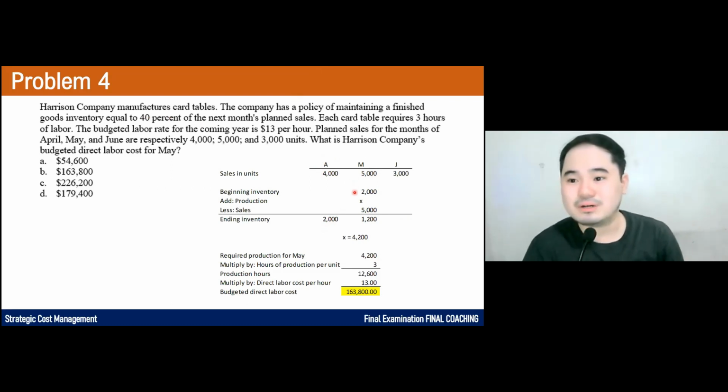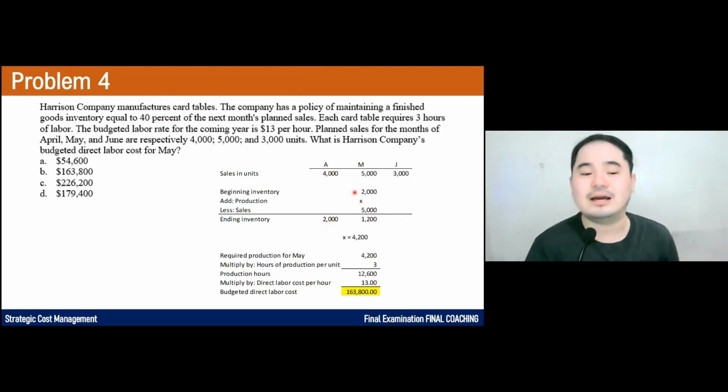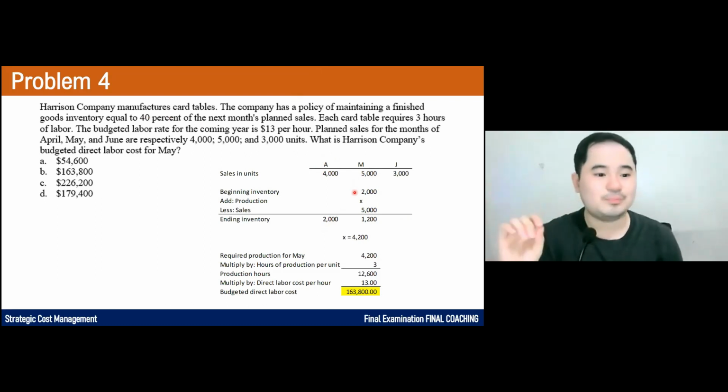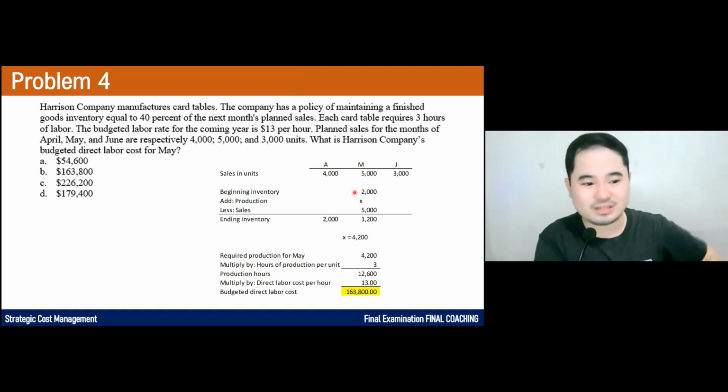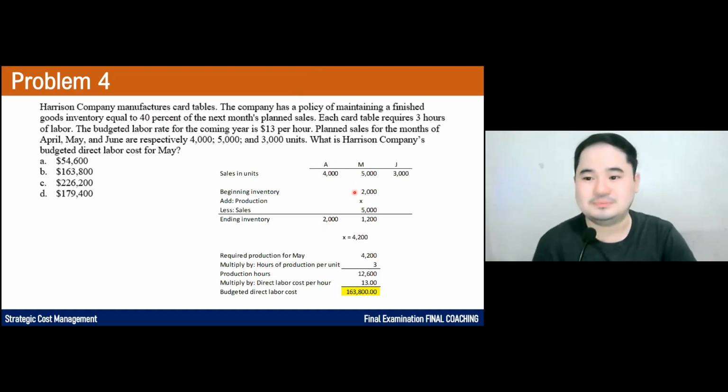Pero thank you po sa mga nag-raise ng concern kanina, ayan. Pero yun nga po, mali po yung kanina, ito napalitan na po natin. So 163,800 po ang sagot, letter B.